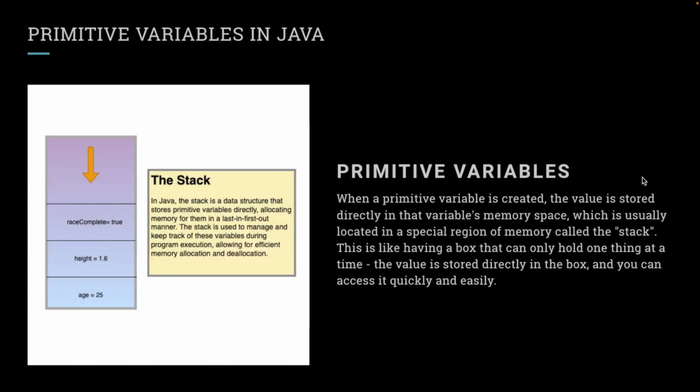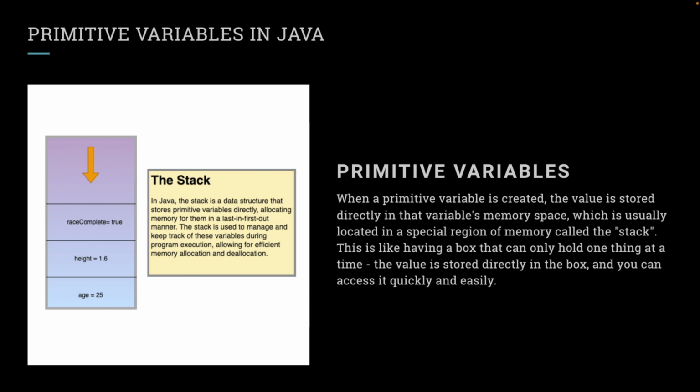Let's start off by explaining a primitive variable. When a primitive variable is created, the value is stored directly in that variable's memory. The computer sets aside a little bit of memory space for that value, and it stores it directly in that memory region, in a special region of memory called the stack. This is where the primitive variables are stored. It's like having a box that can only hold one thing at a time, and the value is stored directly in that box, so you can access it very quickly.